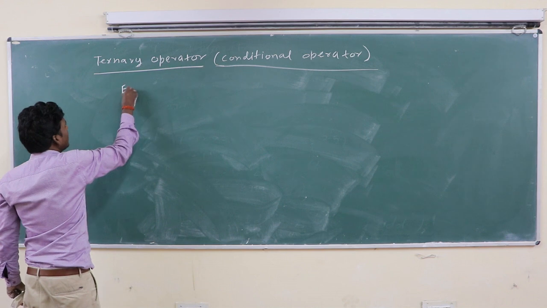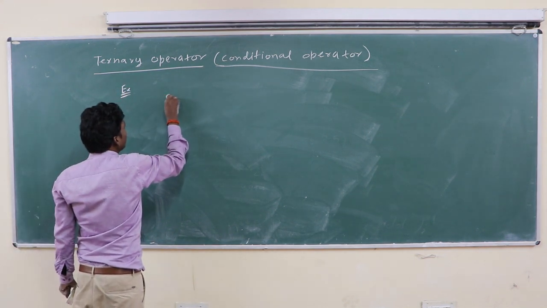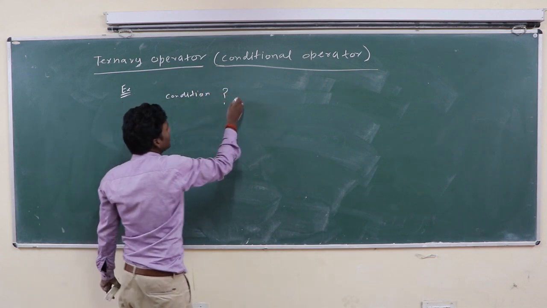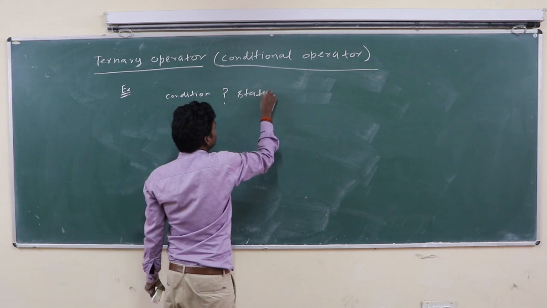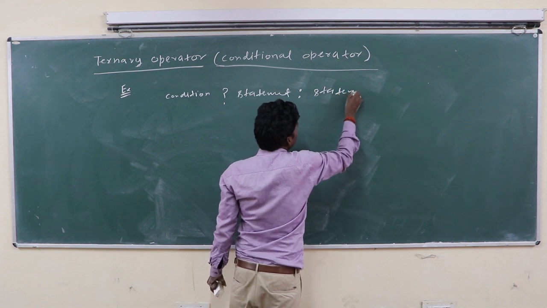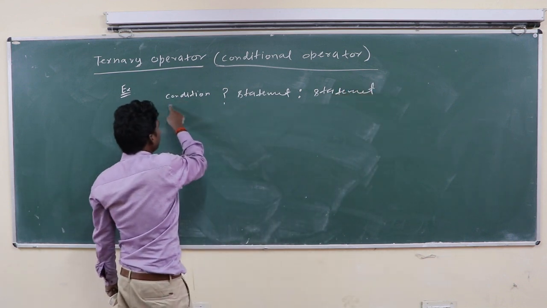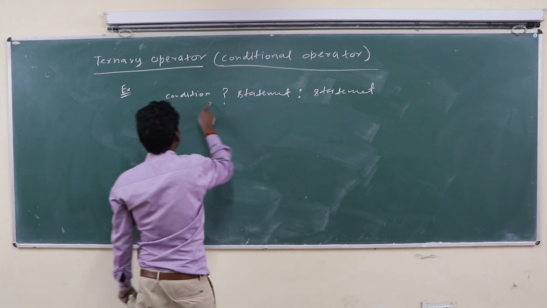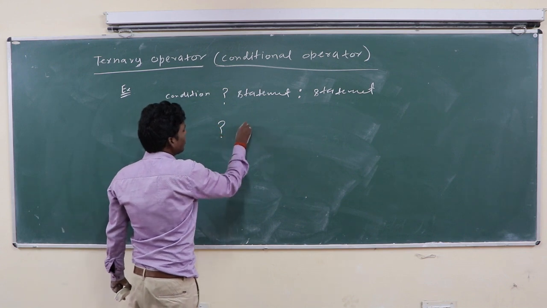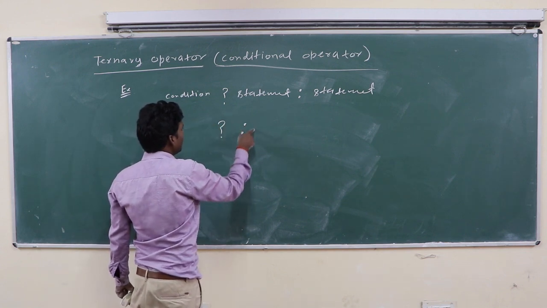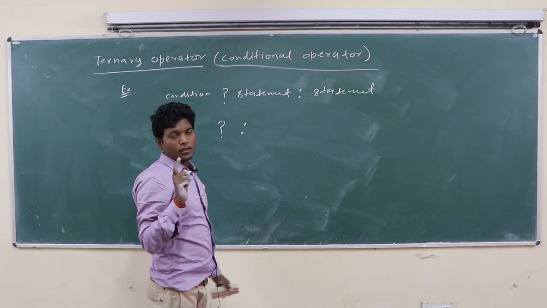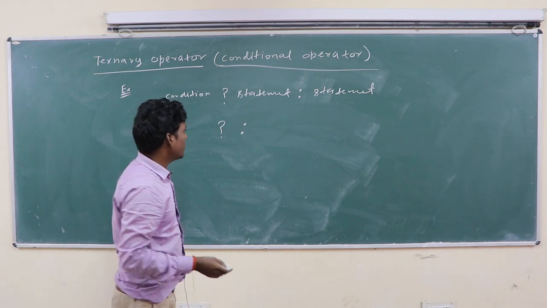Syntax, I have already told you. Condition, question mark, statement, colon, statement. Okay. When this condition is true, this statement will execute. When this condition is false, this statement will execute. And question mark and colon, these two characters combined make the single operator that is called the ternary operator.